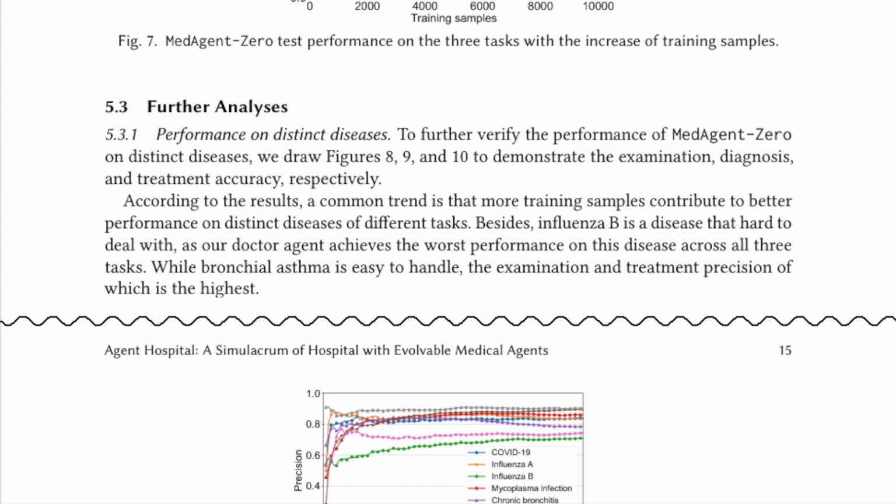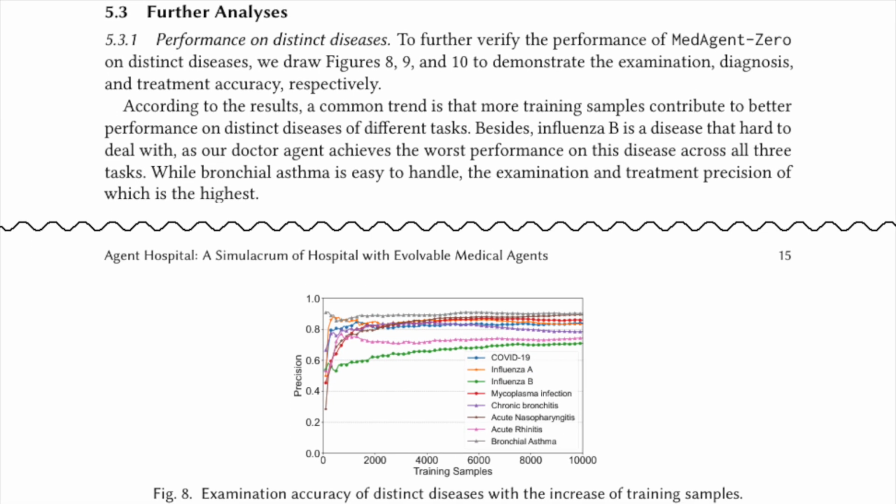5.3 Further analyses. 5.3.1 Performance on distinct diseases. To further verify the performance of MedAgent 0 on distinct diseases, we draw figures 8, 9, and 10 to demonstrate the examination, diagnosis, and treatment accuracy, respectively. According to the results, a common trend is that more training samples contribute to better performance on distinct diseases of different tasks. Besides, influenza B is a disease that is hard to deal with, as our doctor agent achieves the worst performance on this disease across all 3 tasks.